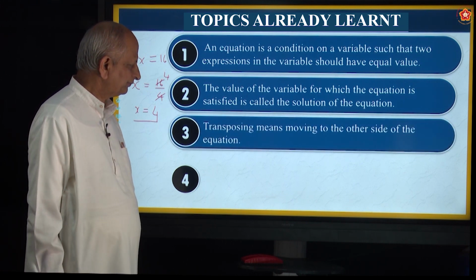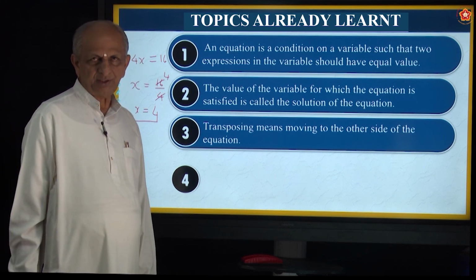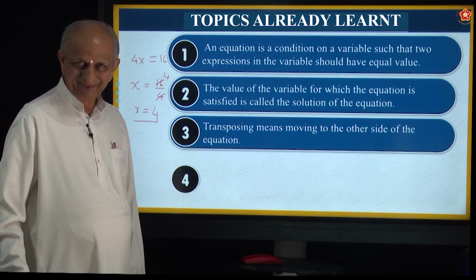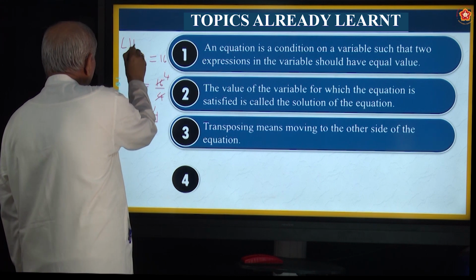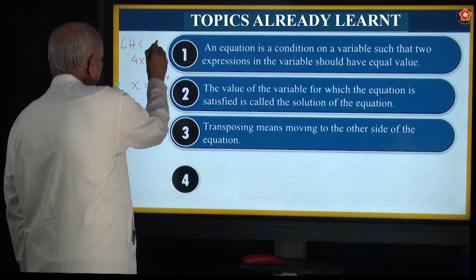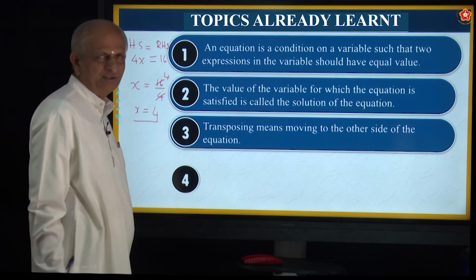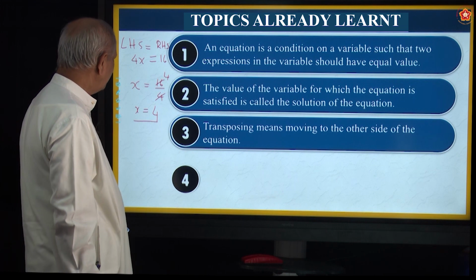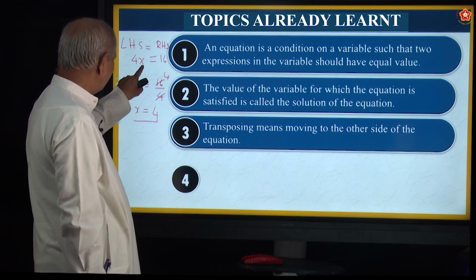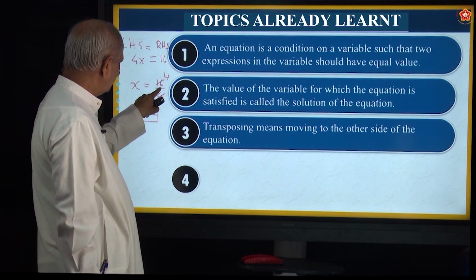Transposing means moving to the other side of the equation. So in an equation there are two sides. Correct? What are the two sides called? Left hand side and right hand side. They are separated by a sign called the equal sign. So here transposing means if a variable is multiplied in the left hand side, when you bring it to the right hand side, you have to divide it.